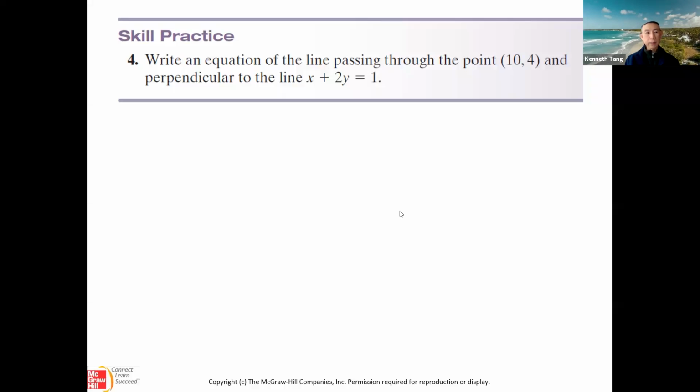So I think this is going to be your last quiz. Let's do that. This is going to be your last quiz, and they want you to write the equation passing through the point (10,4) and perpendicular to the line x + 2y = 1. So again, if you have any concern or anything like that, always open up the quiz and talk to me during the opening Q&A session, so that we can go over all these questions.